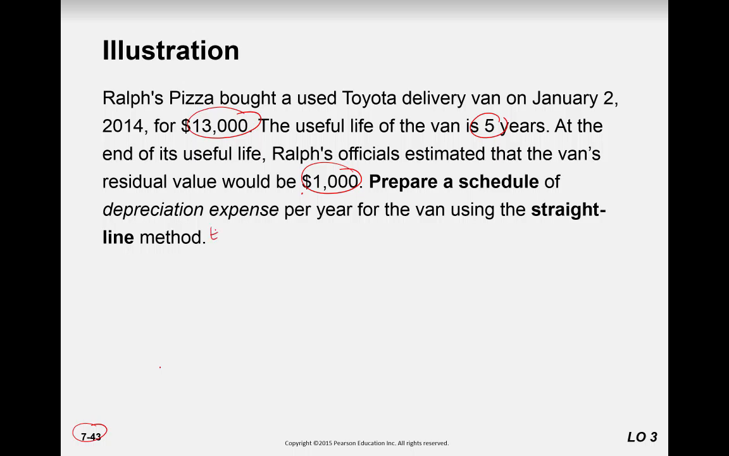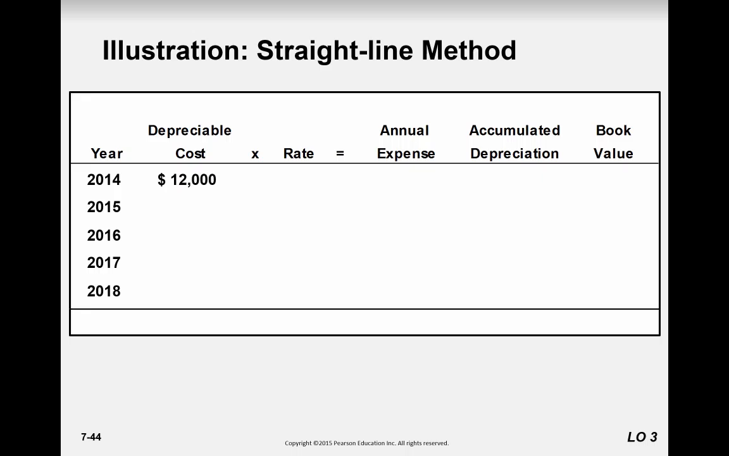I highly recommend you do this in Excel. It would be so much easier. So our depreciable cost is going to be $12,000 and our rate. So basically the depreciable cost, as you'll note, is our $13,000 minus the $1,000 salvage value. And our rate is 1/5, right? And so we're going to multiply that by our annual expense.